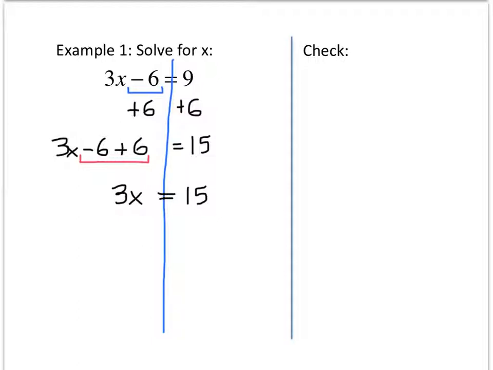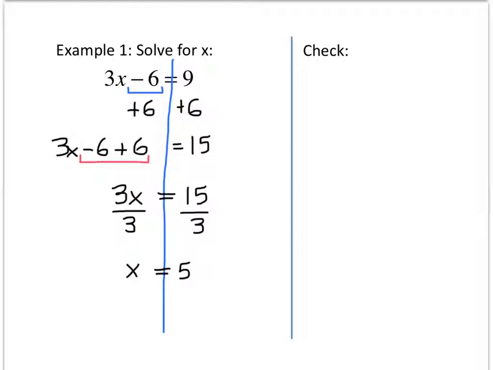So, now that we've eliminated our first operation, now we can deal with this second operation, which is the multiplication. And since the inverse of multiplication is division, I'm going to apply that division to both sides. So I'm going to divide by 3 on the left, and I'm going to divide by 3 on the right, leaving me with x equals 5.